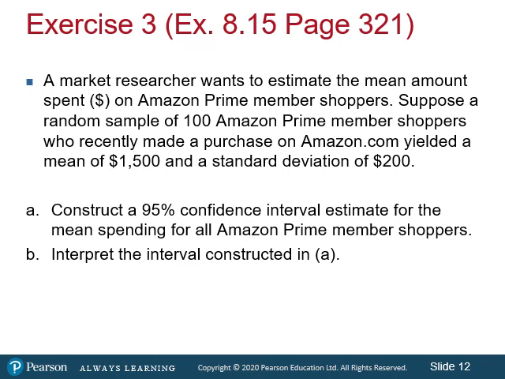So in this exercise, the sample size is given as 100. The mean value is 1500. This is X bar, and this is your S, which is the standard deviation of the sample. What we are required to do is to construct a 95% confidence interval and then interpret the interval we construct.